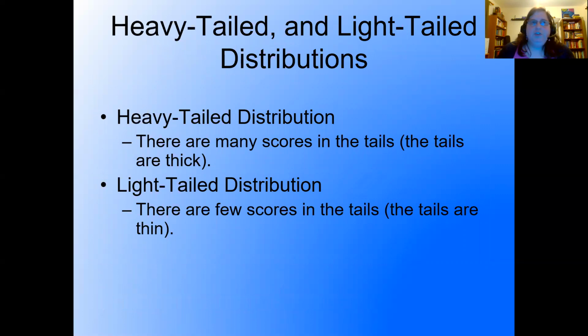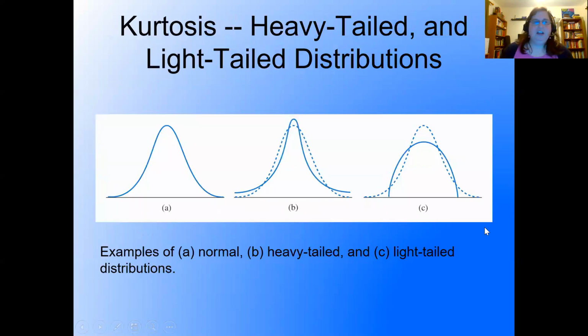Another kind of distinction we can make is between heavy-tailed and light-tailed distributions. Heavy-tailed is when there are many scores in the tails and the tails are thick. Light-tailed is when there are few scores in the tails and the tails are thin. So we'll look at some pictures in just a moment and compare this to our beautiful normal curve, which neither has heavy nor light tails typically. And let's take a look at how this looks. So here's an example in A of a normal curve.